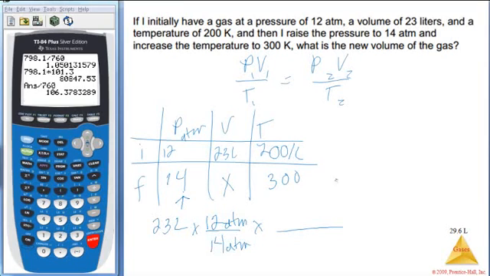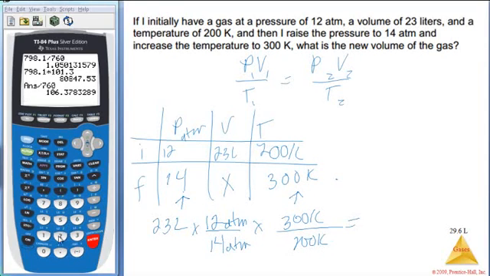And here my temperature is going up, and if my temperature is going up, my volume will go up. So I need a factor, either 300K over 200K or 200K over 300K. What makes it go up is 300K over 200K.